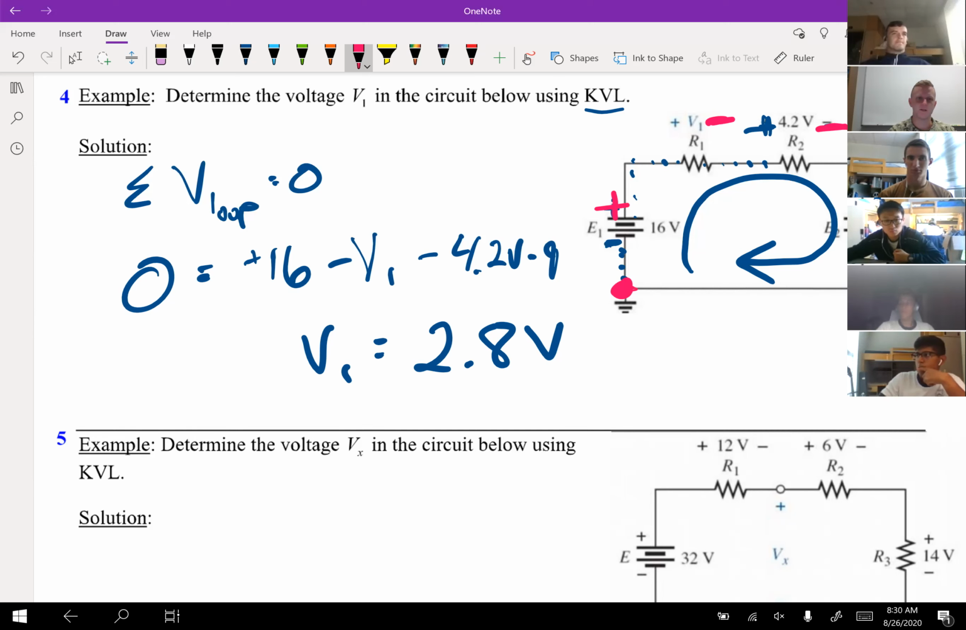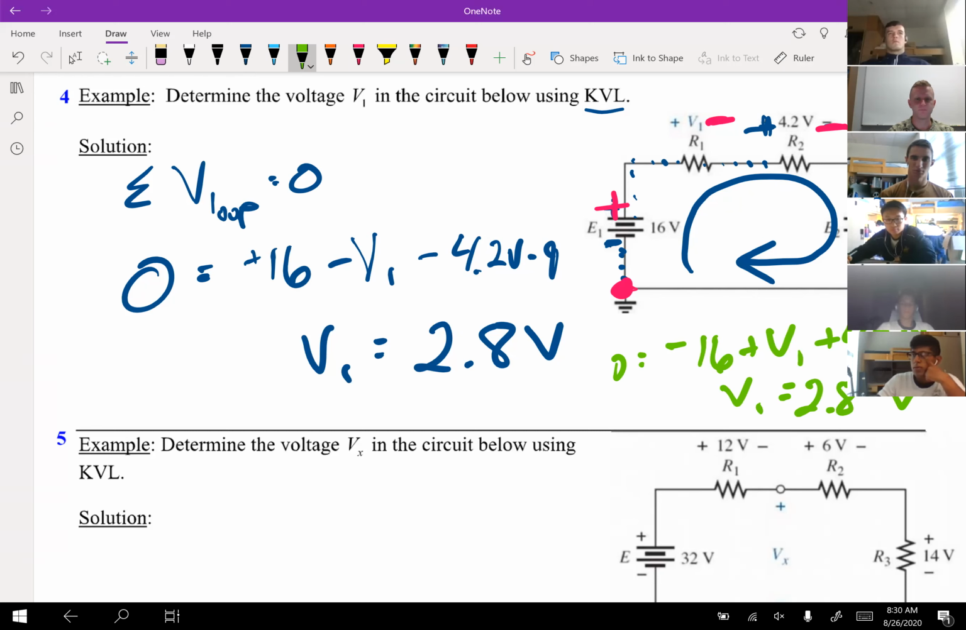And mathematically, here's the thing. It works the other way too. If I wrote the mathematical equation in the other way, if you did everything opposite, if I did negative 16 plus V1 plus 4.2 plus 9, and all that equals 0, mathematically, V1 still comes out to 2.8 volts. That's kind of the point here, is that these laws work mathematically both ways. And you could do it with the rises and the drops. And I put my 16 on one side, and I put 4.2, 9, and V1 on the other.